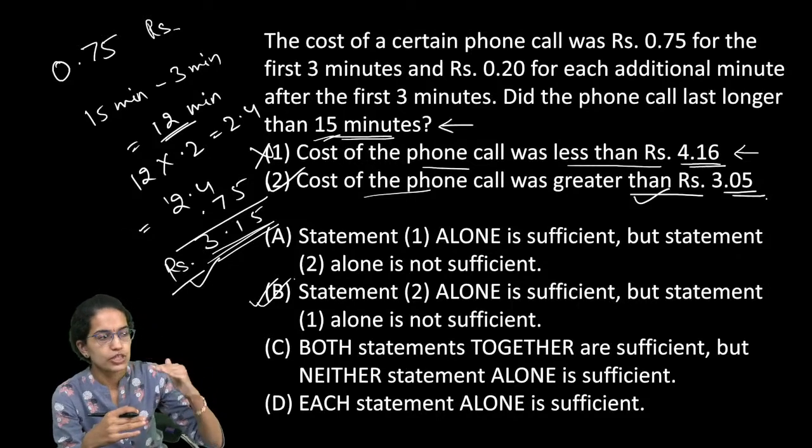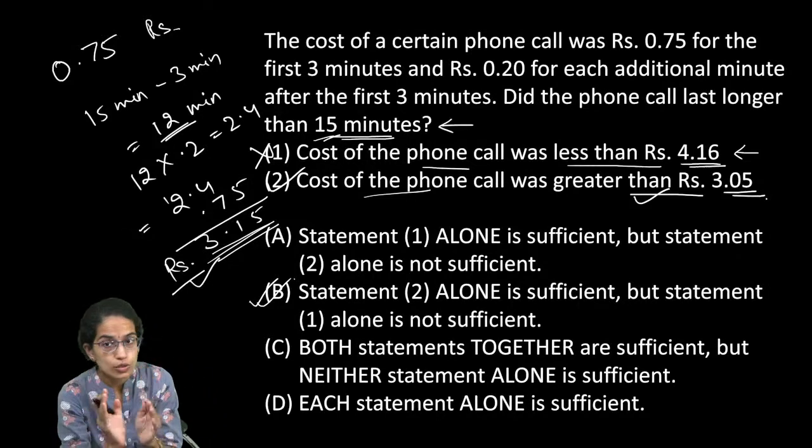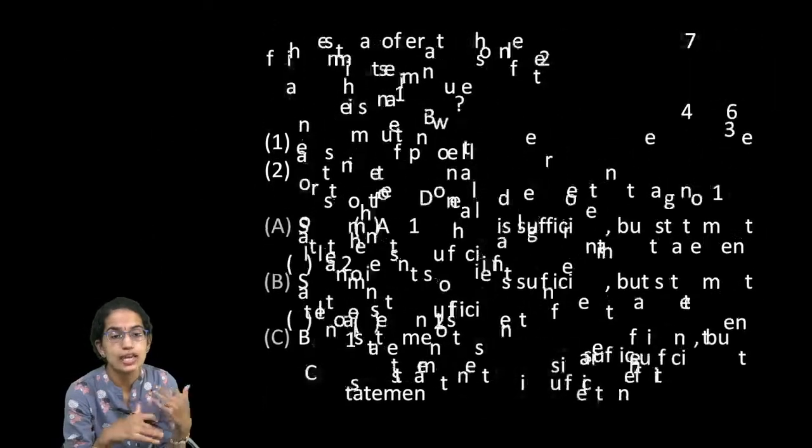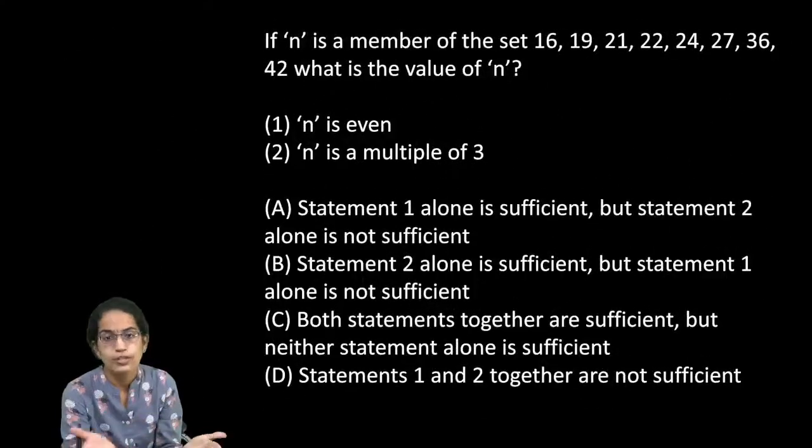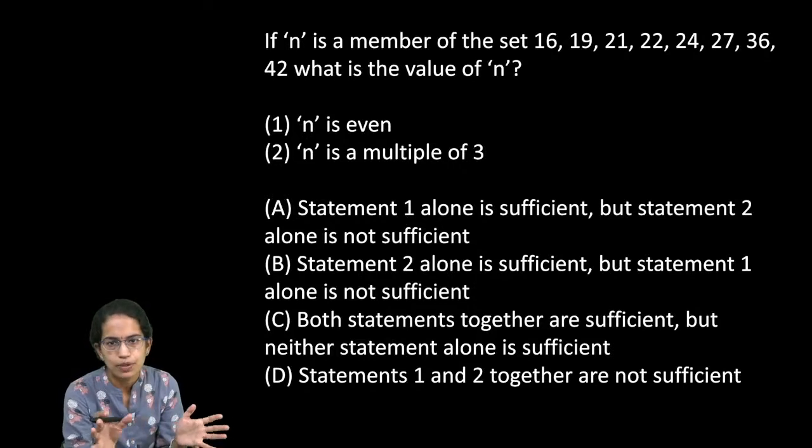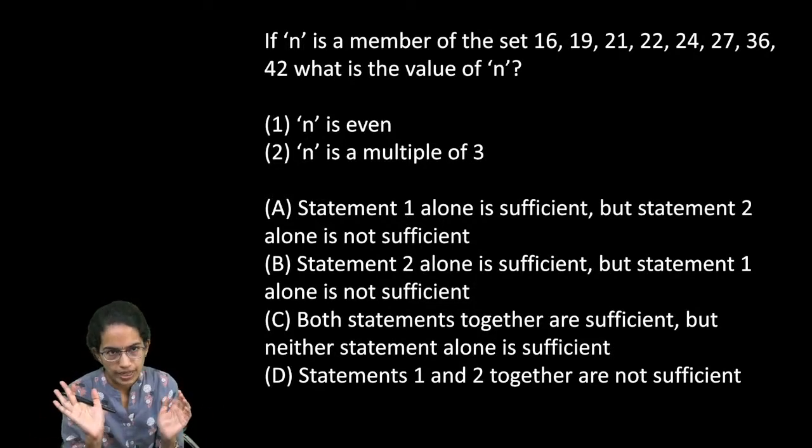Now data sufficiency problems, note they are not conclusion problems. You have to understand which condition is required to prove it. Clear? Now the next question is, if n is a member of the set 16, 19 and so on, what is the value of n?